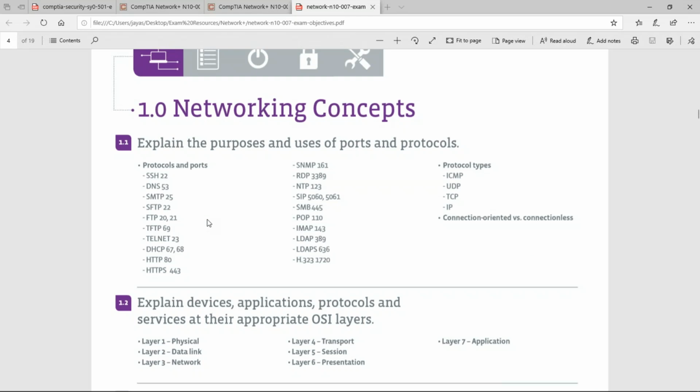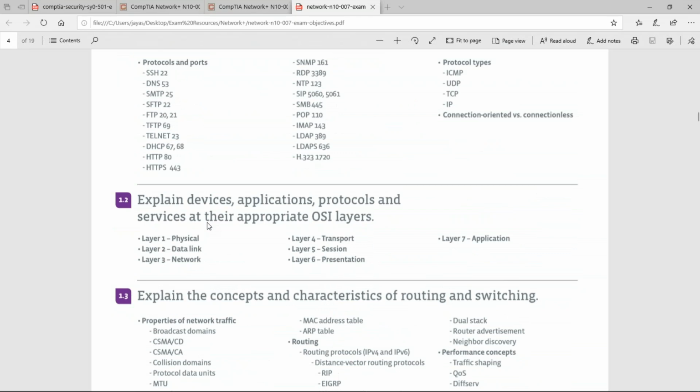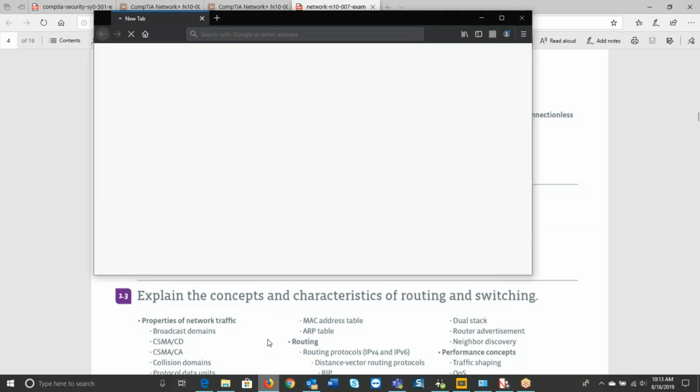One of the things that's going to be new is the OSI model, okay? When it comes to the OSI model, it's not really that difficult of a concept. It's just about understanding what it is and being able to visualize it and put the devices, applications, and protocols that we all use in a specific layer.